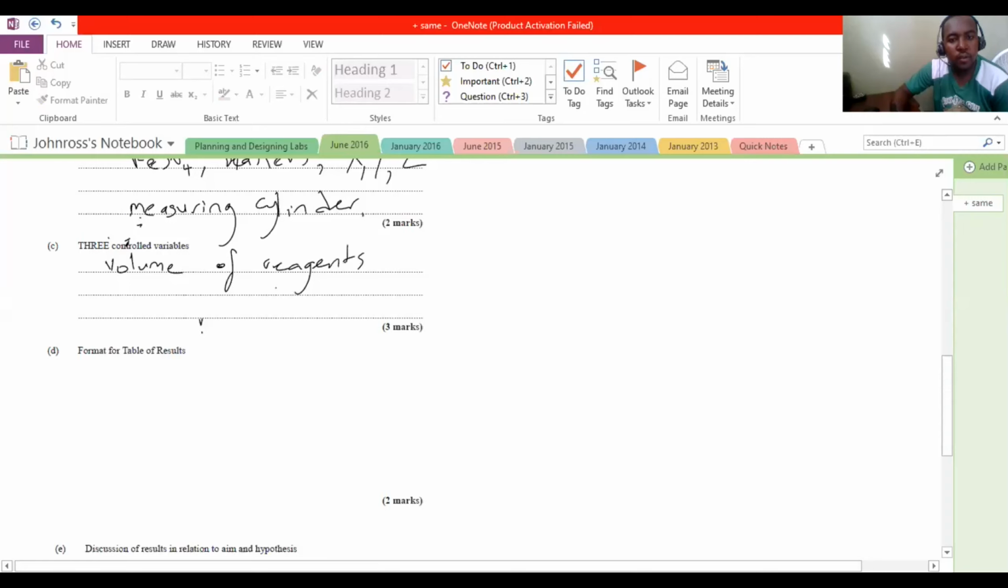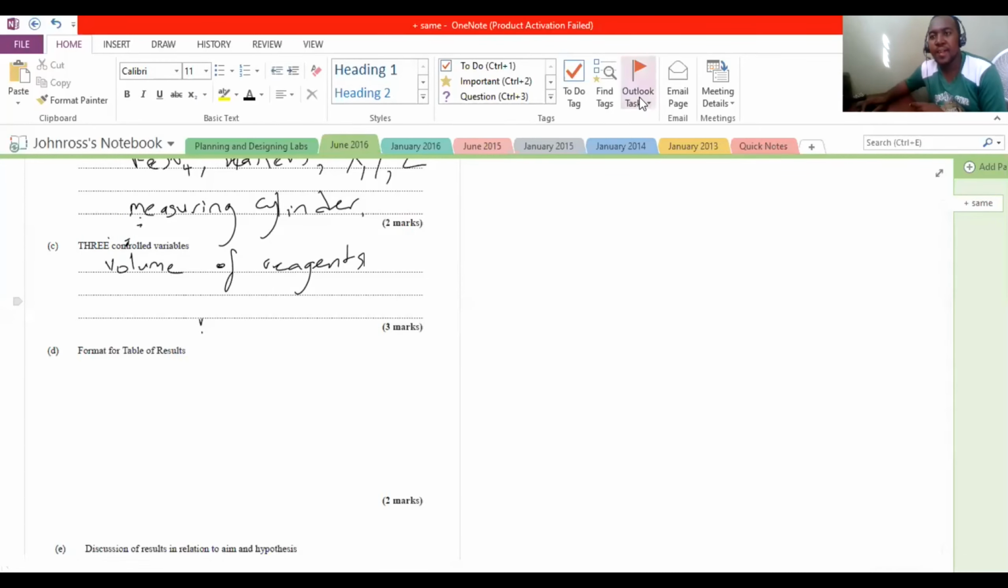Volume of product formed. No, that's not a control variable, because remember, some of the reactions will not produce a product. So that means some reactants produce products, some don't produce products.